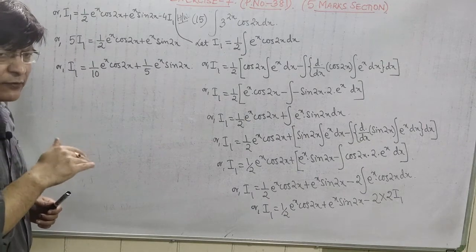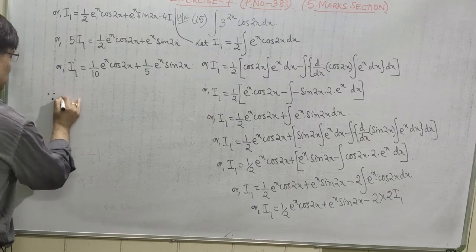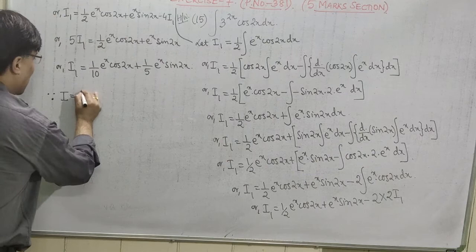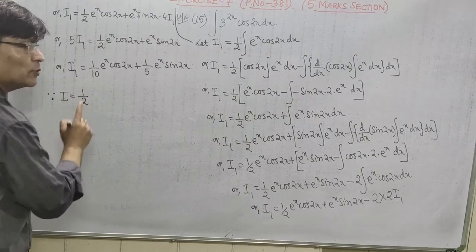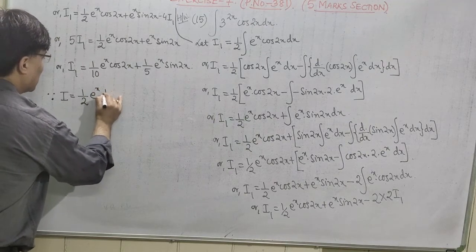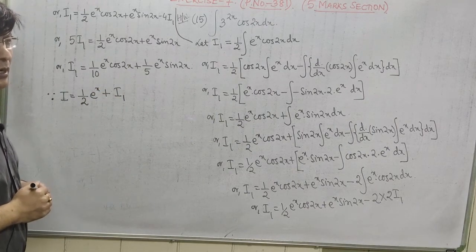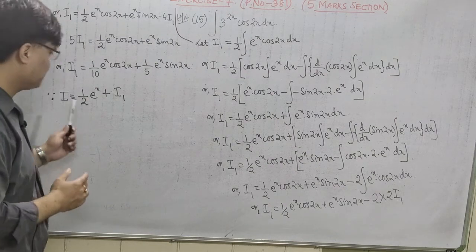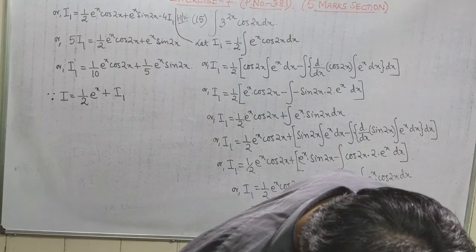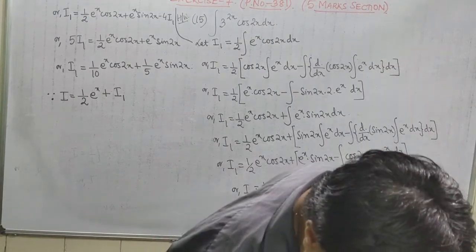So let us put this value of I1 in I. What was I here? I is equal to half. Then what was the integration of e to the power x dx? That is e to the power x plus I1 was there, isn't it? I think it's minus I1, I think. Oh, not minus I1, it should be plus I1, right?